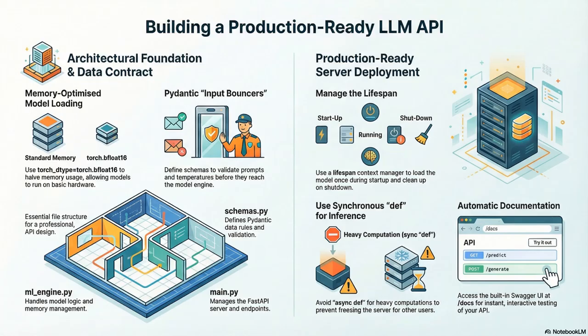So he splits it into 3 files. 3 files: ml_engine.py, schemas.py, and main.py. Okay, so I'm thinking of these as the brain, the rules, and the server. That's a great way to put it. You isolate the AI complexity from the web complexity. Let's start with the brain then. ml_engine.py. This is where the model lives.